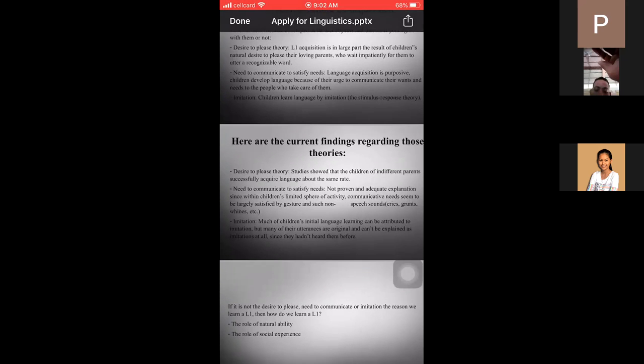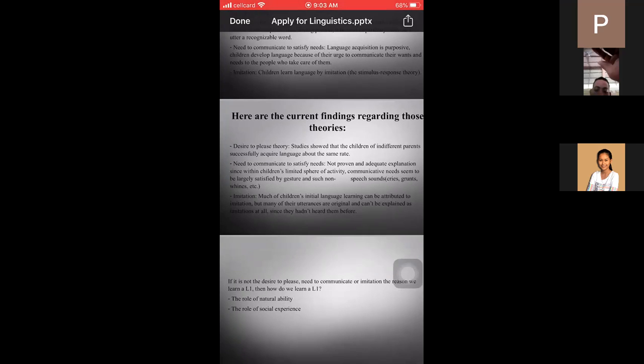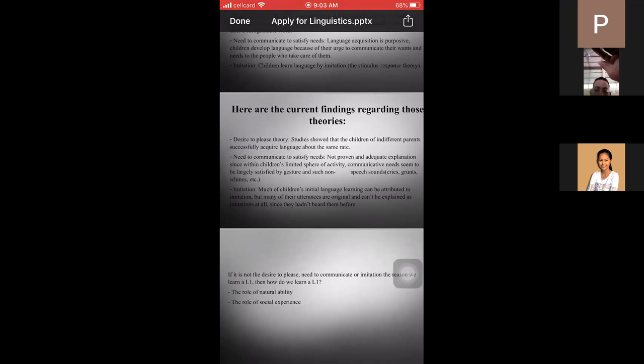Here are the current findings regarding those. Studies showed that the children of indifferent parents successfully acquire language at about the same rate. Need to communicate to satisfy needs is not prevented, and adults give explanations within children's limited spheres of activity. Communicative needs seem to be likely satisfied by gestures and speech sounds.